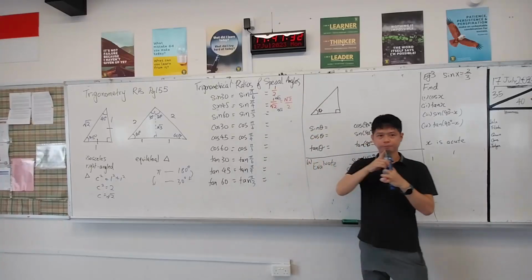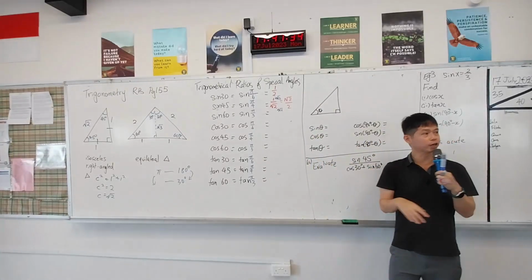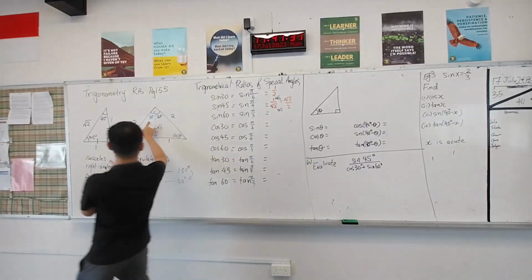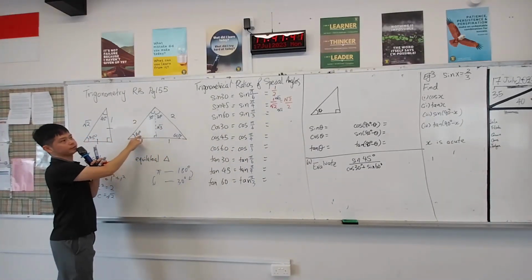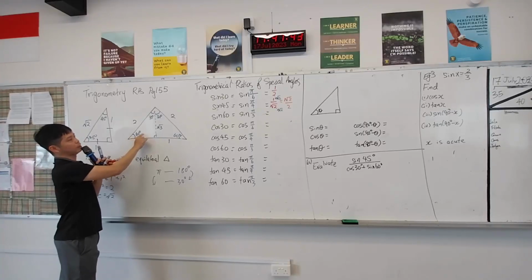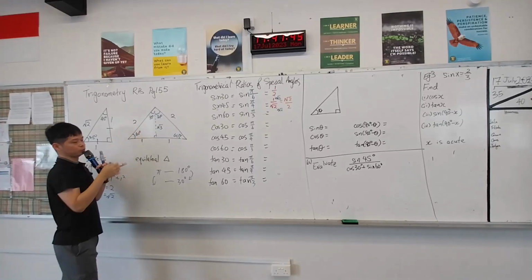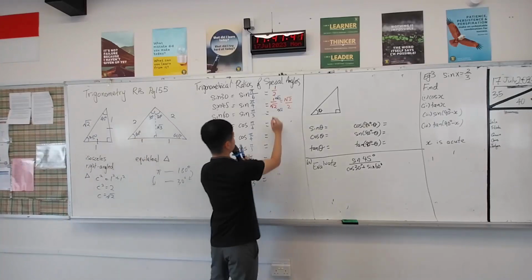And finally, I want sine 60. Let's look for 60. Sine 60 will be opposite over hypotenuse, root 3 over 2.